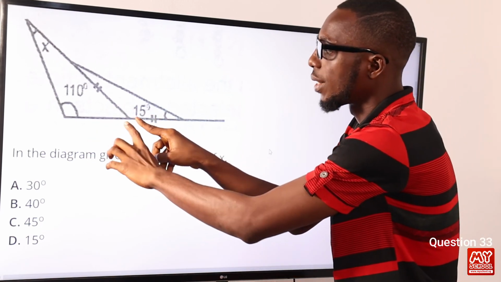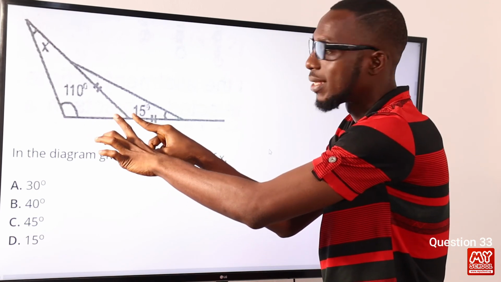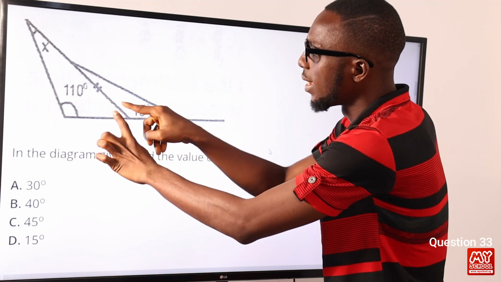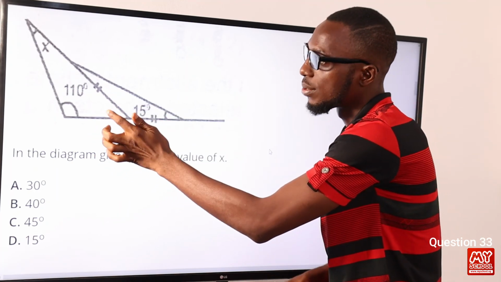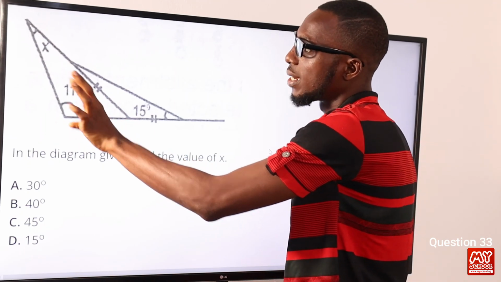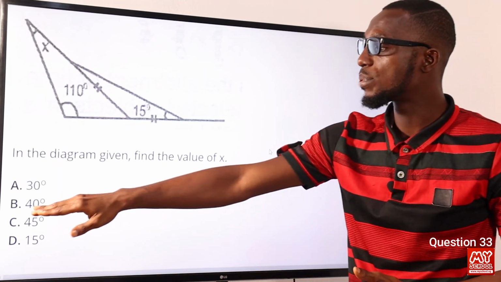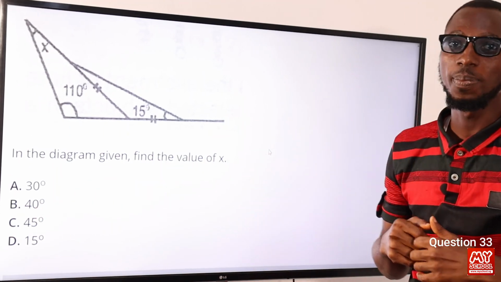And remember, angle on a straight line is 180. So 150 from 180, that is 30. So whatever is left here is 30. This is 150, this is 30. So 30 plus 110, that is 140, minus 180, that is 40. That tells you the angle x is 40. So where do we have 40? Option B is the correct option.